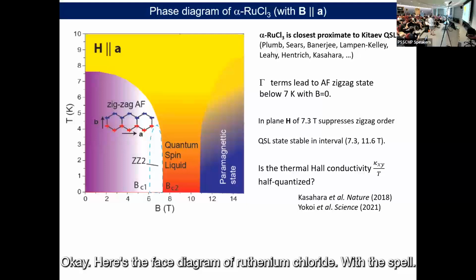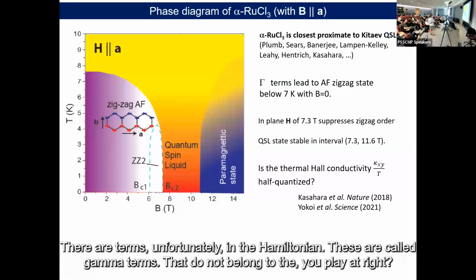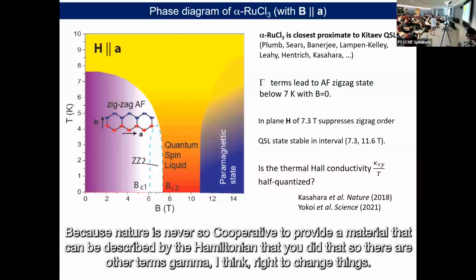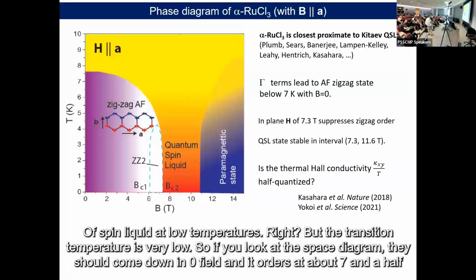Okay, here's the phase diagram of ruthenium chloride with the spin. Okay, the spins are all living in the honeycomb layer. So now this is looking top down, right, on one of these honeycomb layers. There are terms, unfortunately, in the Hamiltonian. These are called gamma terms that do not belong to the Kitaev Hamiltonian, right? Because nature is never so cooperative to provide a material that can be described by a Hamiltonian that you invent. So there are other terms, gamma. I think these are the direct exchange terms. They induce long-range order, so that spoils the eventual spin liquid at low temperatures, right?